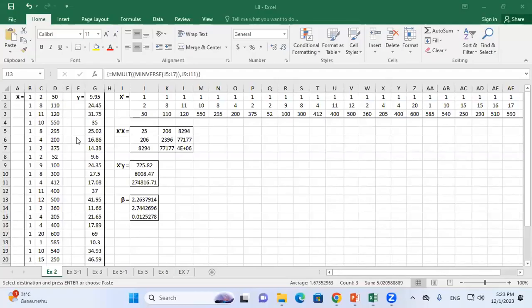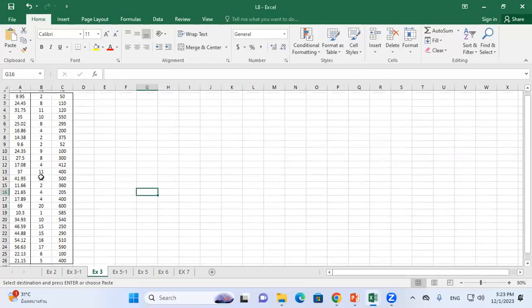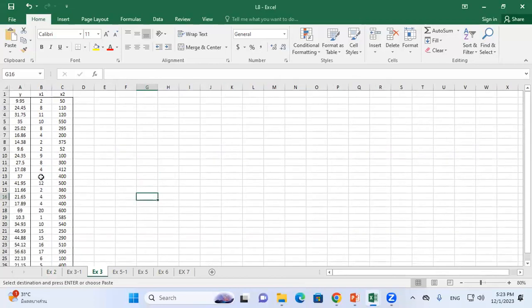Okay, we look at this example. You would like to fit x and y and find the data of x and y. This line is data of x and y. That's y equal to beta 0 plus beta 1 x1 plus beta 2 x2 by Excel.